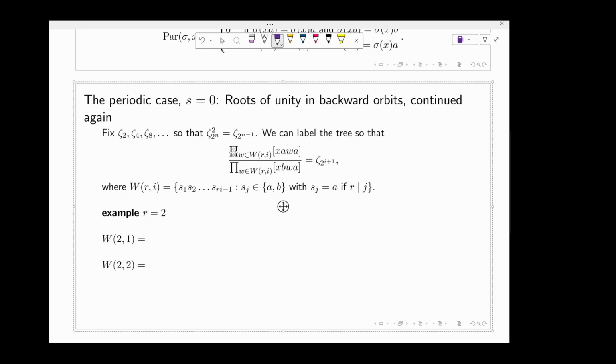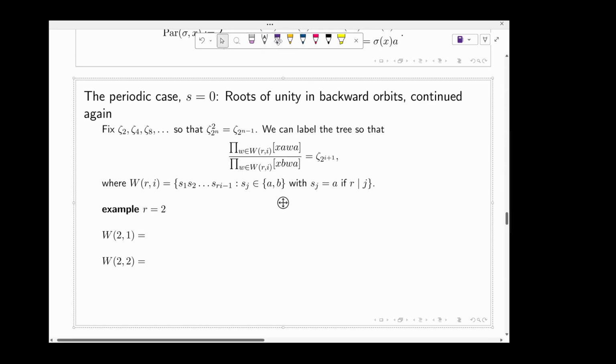So take a product over certain nodes that live above XA and some other ones that are above XB, and I'm going to argue, we're claiming, that we get exactly the 2^(i+1)-th root of unity that we've fixed with this combination. Okay, so just again, to bring this down to earth a little bit, I'm going to try to give you an example of what this product of nodes actually looks like.